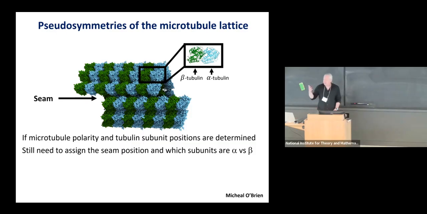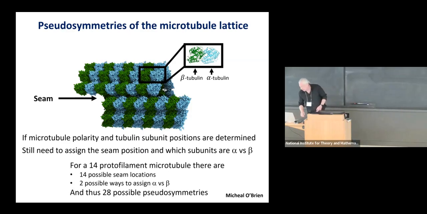Okay. And so then even if you know the location of all the subunits and you know the polarity, you still need to determine where is the seam position. And then even if you knew that the seam was here, you would still want to know who's alpha and who's beta. Okay. So let's think about this. If you had microtubules with 14 protofilaments, there are 14 possible places the seam could be. And then given you have a seam at some location, there's 2 possible registries of who's alpha and who's beta. So you have 28 possible pseudosymmetries that you have to compare.